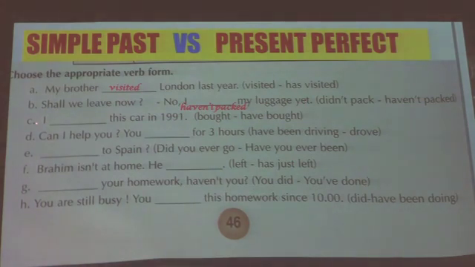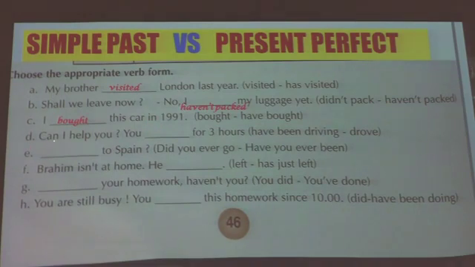Now let's move to C. We have the verb to buy, either in the simple past or the present perfect. This car in 1991. Yes, here you are. I bought, the simple past, because here we have in, that indicates a specific time in the past.